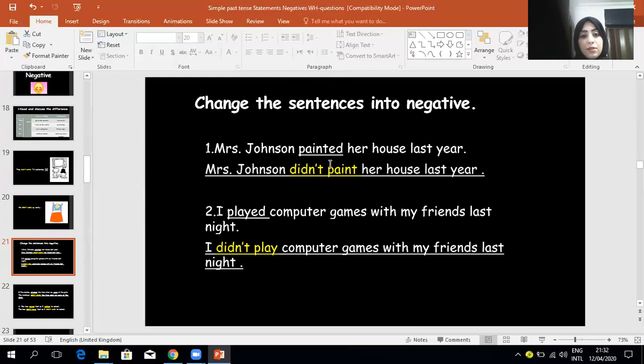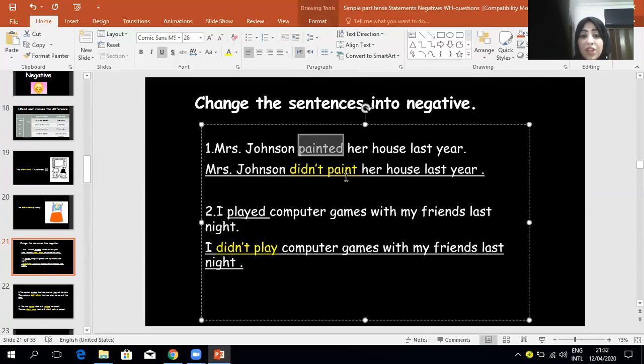Mrs. Johnson painted her house last year. We put the subject, Mrs. Johnson, then did not, and look at the verb painted. We change the verb painted into simple form, into base form, paint.